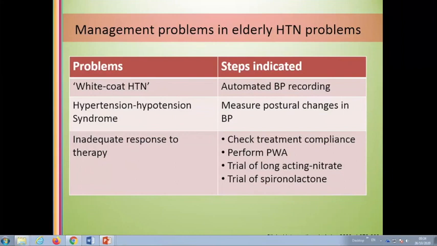Perform pulse wave velocity. This is available overseas, but in Malaysia we don't do this. Okay. If they don't have a response to therapy, we want to measure the arterial stiffness, arterial compliance. So that's why perform pulse wave analysis. And then a trial of long-acting nitrate or spironolactone. So this is more relevant to spironolactone, which is given when the patient is having resistant hypertension. Okay, I will come into that later. Okay, let's go to the next slide.